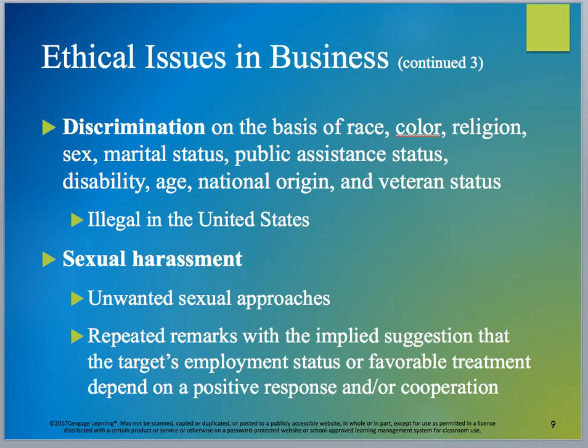Discrimination. Here's a big one. It's illegal in the U.S. We cannot discriminate against a person based on the color of their skin, their religion, their race, their sex, their marital status, if they are receiving public assistance, if they're disabled, based on their age, whether they're young or old, their national origin, and whether or not they're a veteran. We cannot discriminate. Oddly enough, this is a huge factor throughout our country because people are doing it.